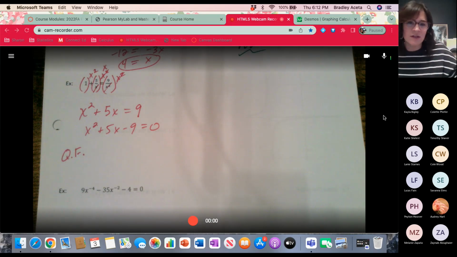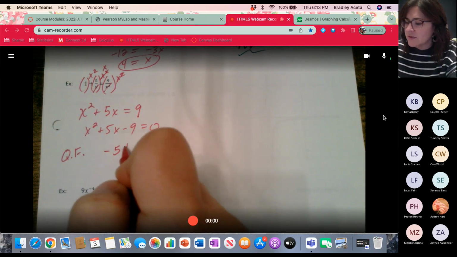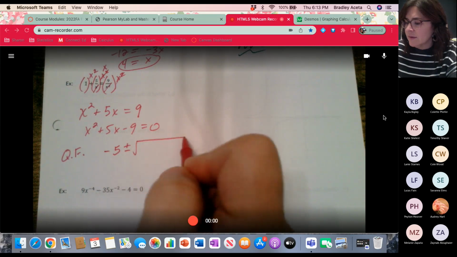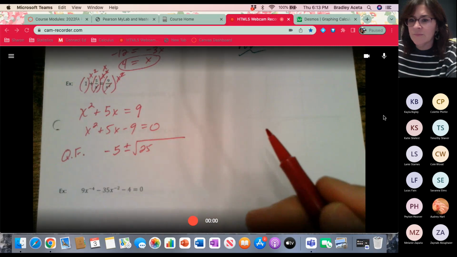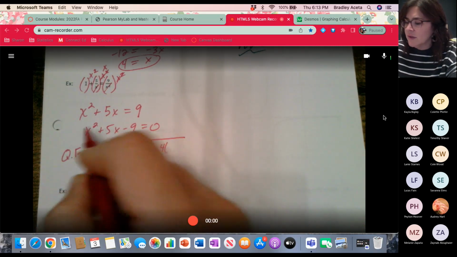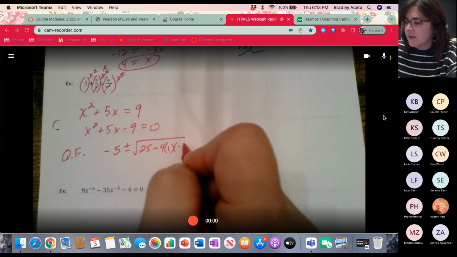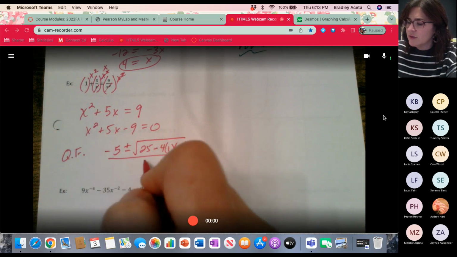So let's just refresh ourselves on how to do the quadratic formula. So negative b, so negative 5 plus or minus the square root of b squared, which is 25, minus 4 times the 1 times the negative 9, all over 2 times 1, 2a.